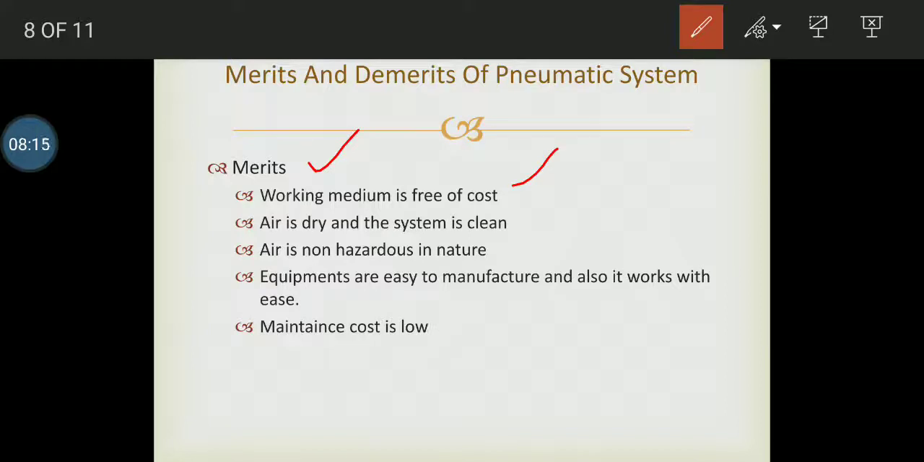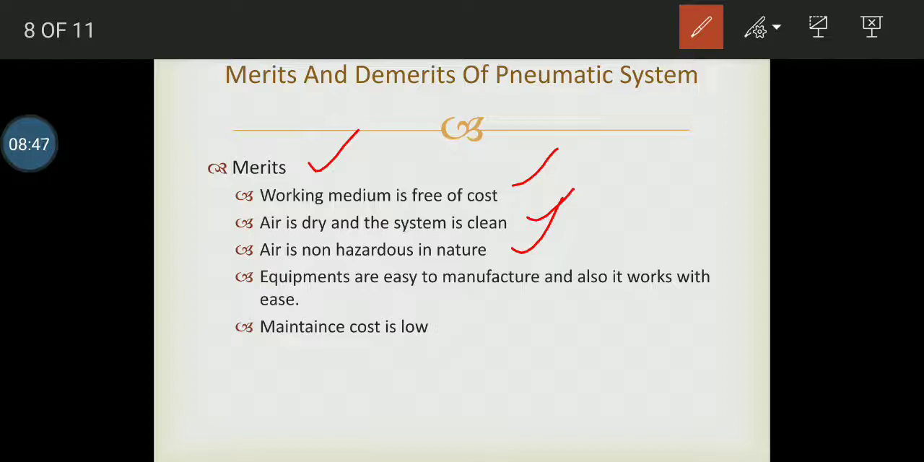The system air is dry and the system is clean. No leakages are there, which would create a pressure drop, or even a dirty environment. So it is clean in nature and the air is dry. We just need to remove the extra humidity from the air in some cases. Then, air is non-hazardous in nature.